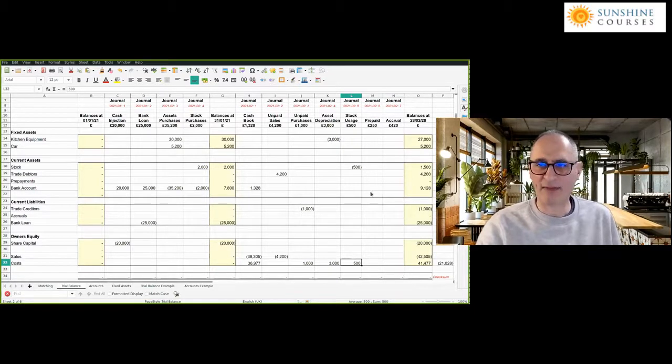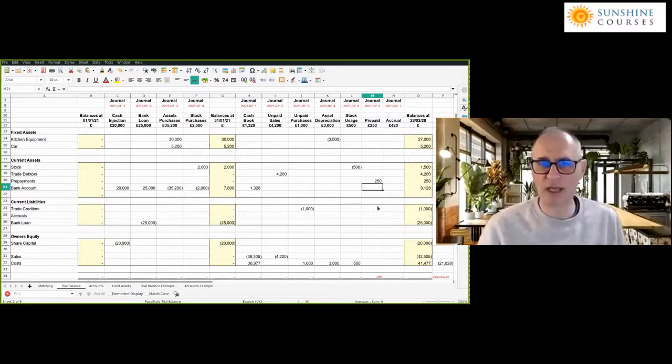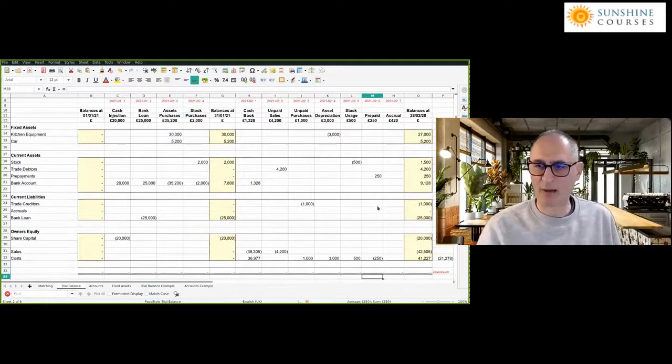And then just quickly, prepayments. We had some rent, we paid a little bit in advance. So at the end of whatever we paid out as part of these costs of £36,000, whatever we paid for our rent, £250, was not yet used up when we did our matching. So we debit prepayments, and this time we credit, we reduce our costs. And again, our balance sheet, our double entry balances, that's nice to know.